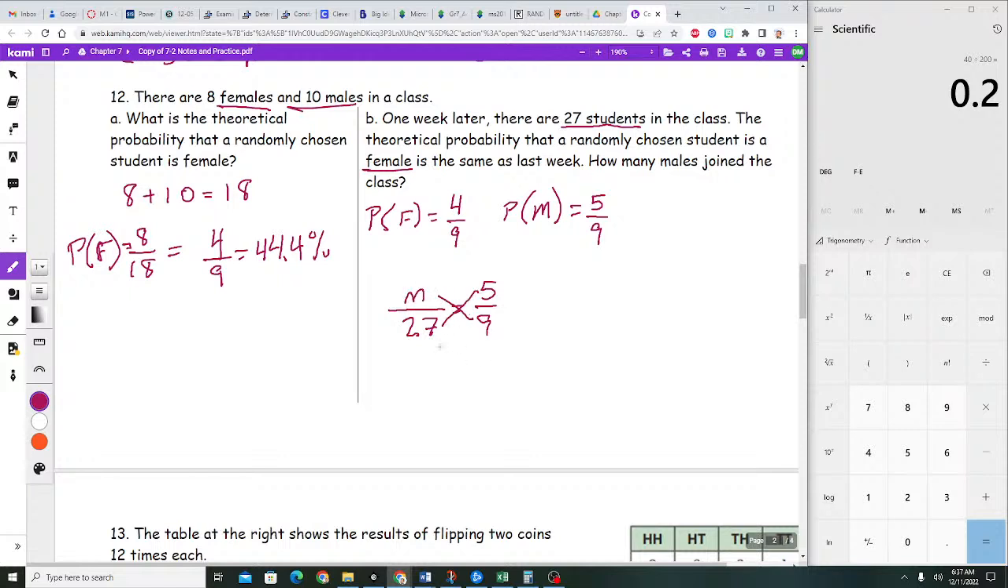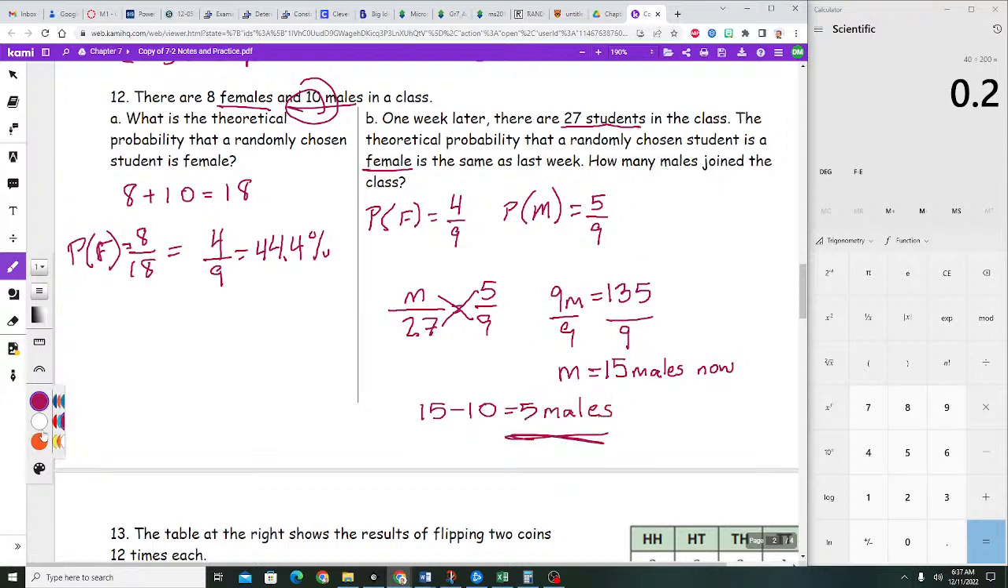So if we cross multiply here, we get 9m equals 135. And we divide both sides by 9. 135 divided by 9 is 15. So we know that there's 15 male students now. But last week we knew that there were 10. So we go 15 minus 10 equals 5 males.